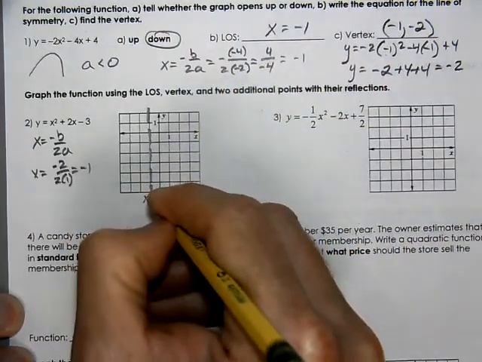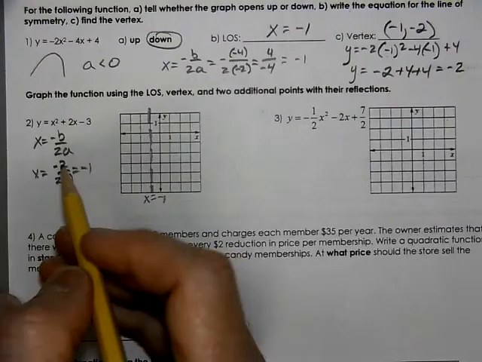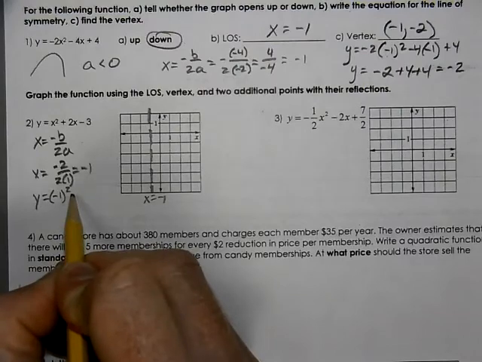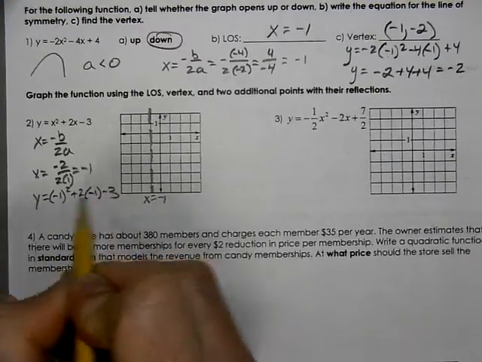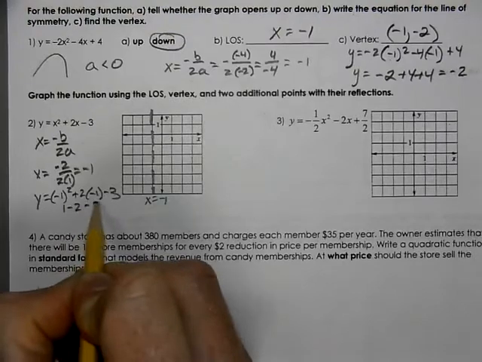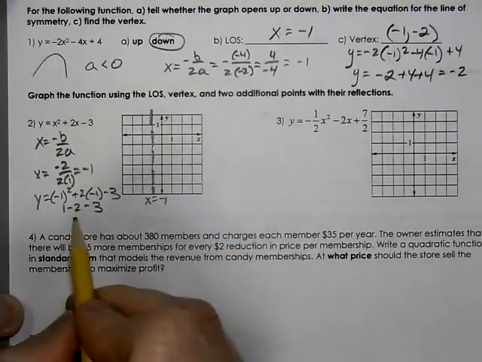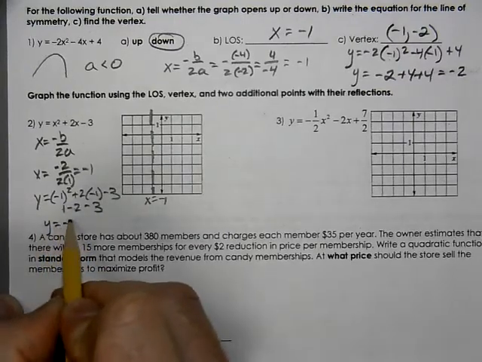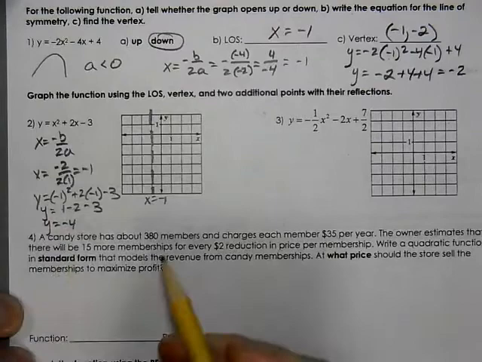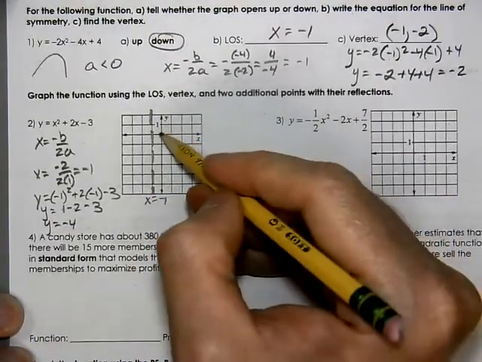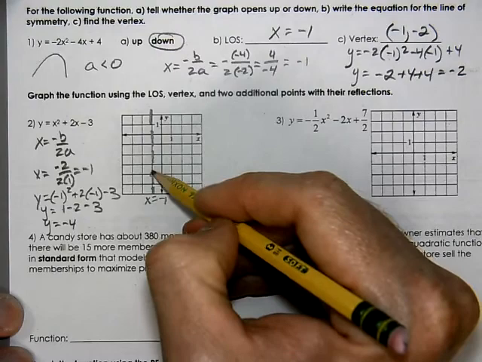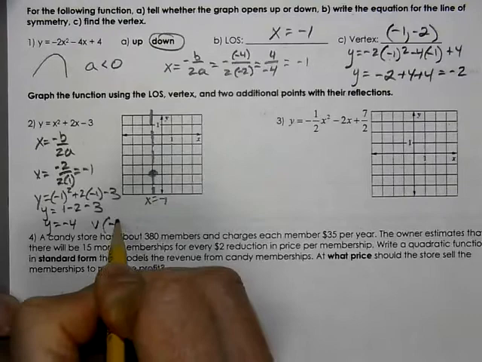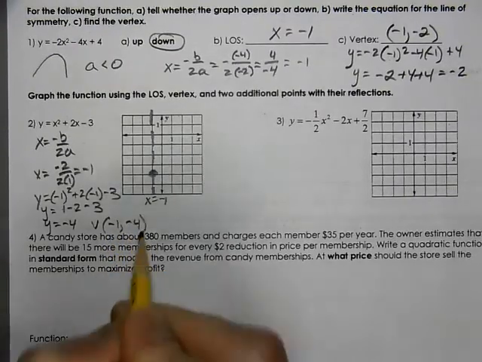So write out your equation for the line of symmetry. Plug that line of symmetry back into the equation. So we get 1 minus 2 minus 3, which is a total of negative 5 plus 1, which is negative 4. So when x is negative 1, we're down at negative 4. That is your vertex. So the vertex is negative 1 comma negative 4.